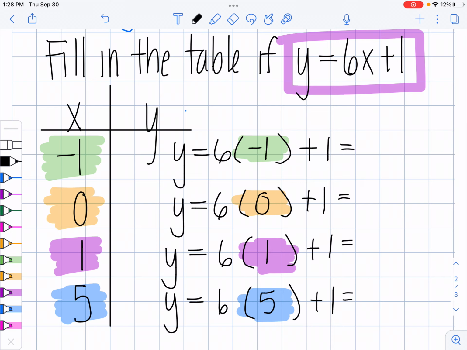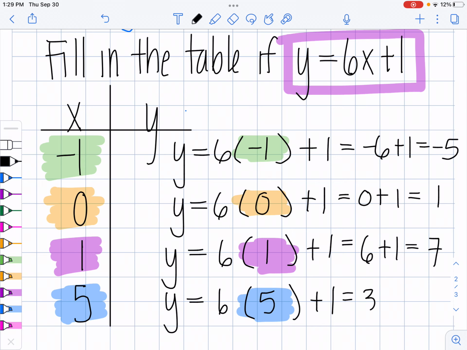Start at the top. 6 times negative 1 is negative 6, plus 1 is equal to negative 5. 6 times 0 is 0, and 0 plus 1 is 1. 6 times 1 is 6, and 6 plus 1 is 7, and 6 times 5 is 30, and 30 plus 1 is 31. So this would be negative 5, 1, 7, 31. So this would be the answers.